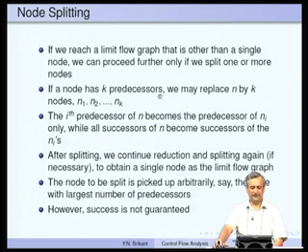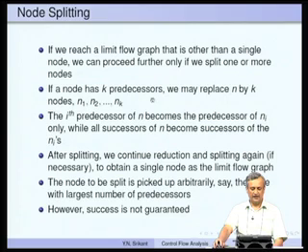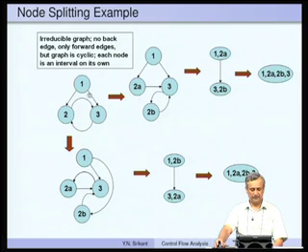If a node has k predecessors, we may replace n by k nodes n 1 to n k. For example, here this node 2 has 2 predecessors 1 and 3. So, we create 2 clones 2a and 2b. The important point is the ith predecessor of node n becomes the predecessor of n i only. So, each one of these will get exactly one incoming edge, while the successors of n become the successors of each of the n i's. For example, here the edge 1 to 2 now goes into 2a, and the edge from 3 to 2 goes to 2b.